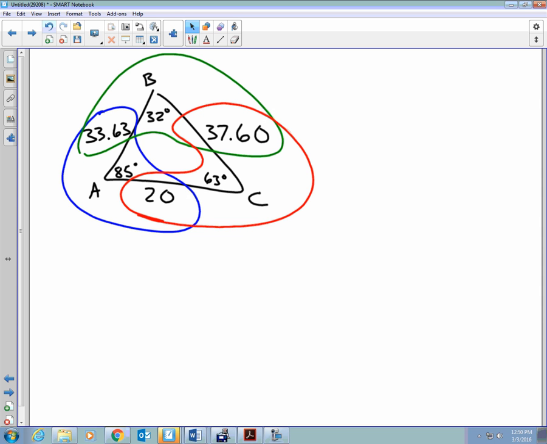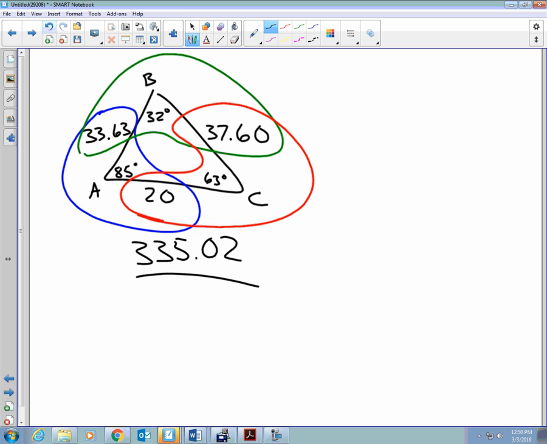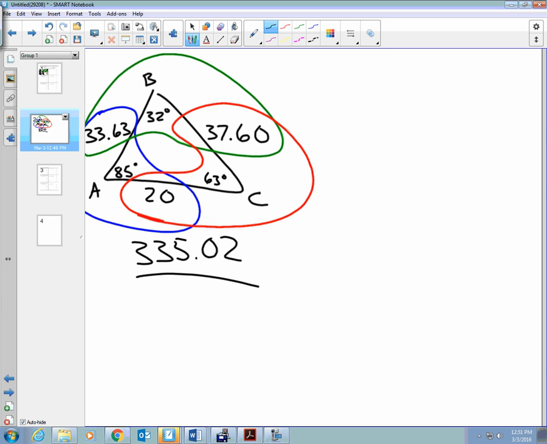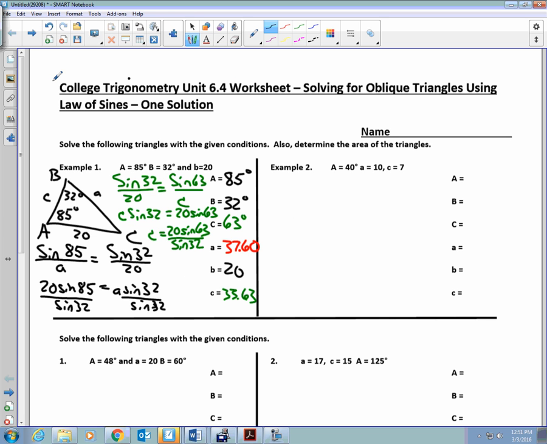What do you get? So you guys might be off a little bit in terms of your hundredth or thousandth or whatever, but that's fine. This is very close, 335.02. It doesn't matter which of the three you choose, okay? All right, last example. Next one.